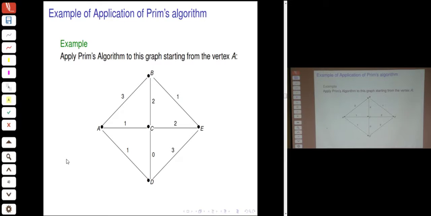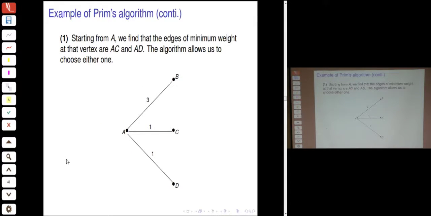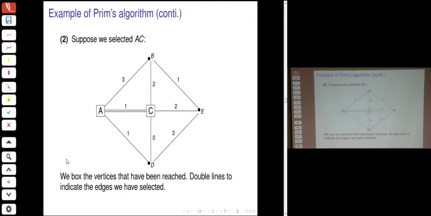So starting from A, we look at all possible edges, right? So these are A, B, A, C, and A, D. Now, two of them have minimum weight, A, C, and A, D. So the algorithm allows us to choose either one. I don't know what he chose. Oh, he chose AC. Okay, so it doesn't matter. AD would be the same. Okay, so he chose AC.